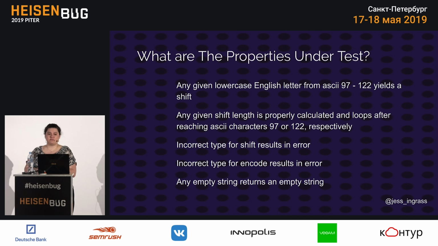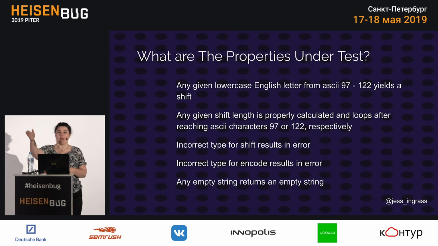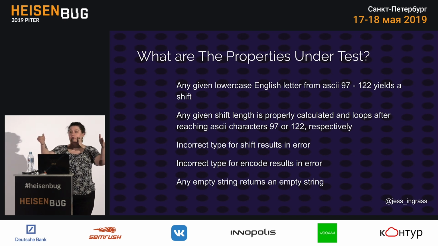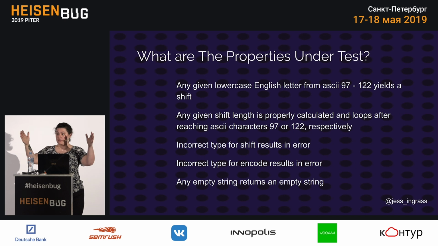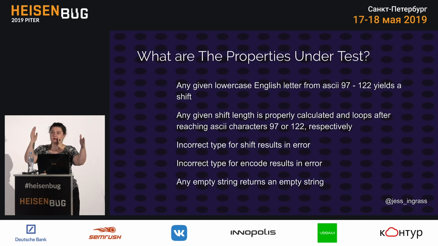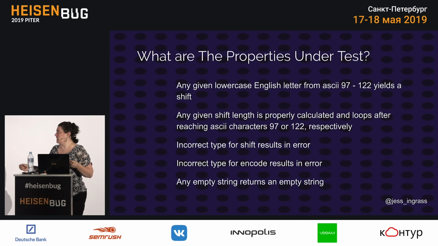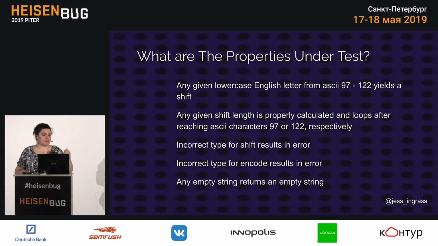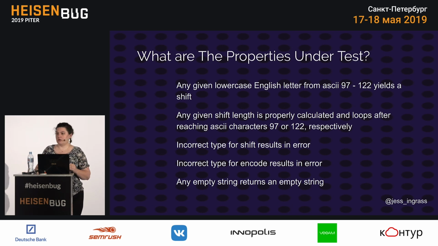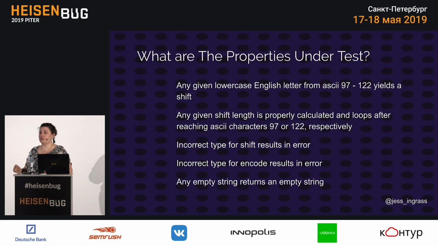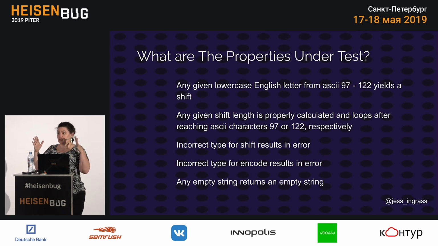Well, the properties of this code: any given lowercase English letter from position 97 to position 122 should yield a successful shift. That's a property. No matter what I throw, if I throw A, B, C, D, E, F, G, H, I, J, K, L, M, N, O, P, they should all shift. Any given shift length, I should be able to put a shift length of 1, of -1, of 9,762. It should always loop, no matter what I do. So any whole number should work, any integer.